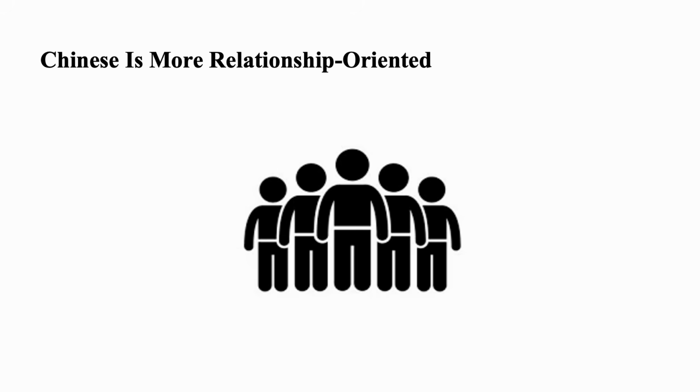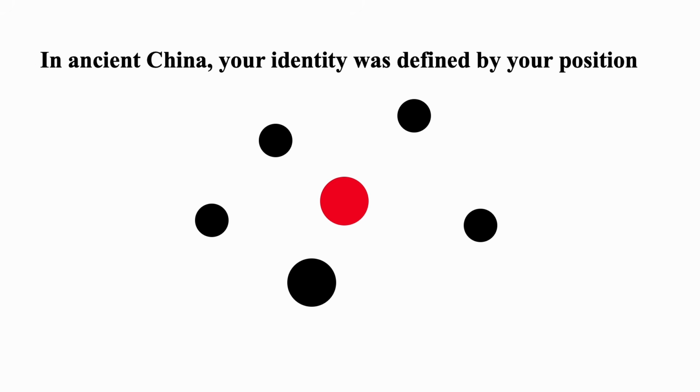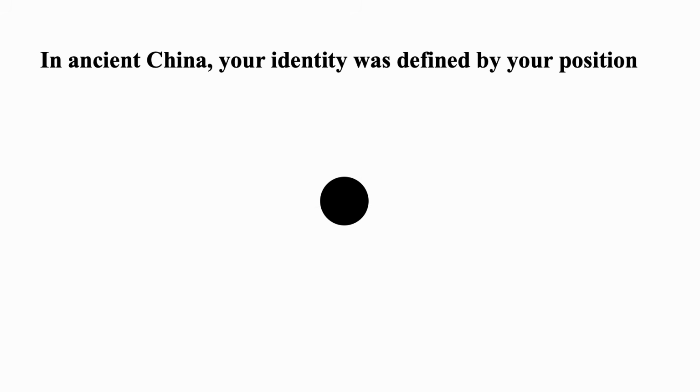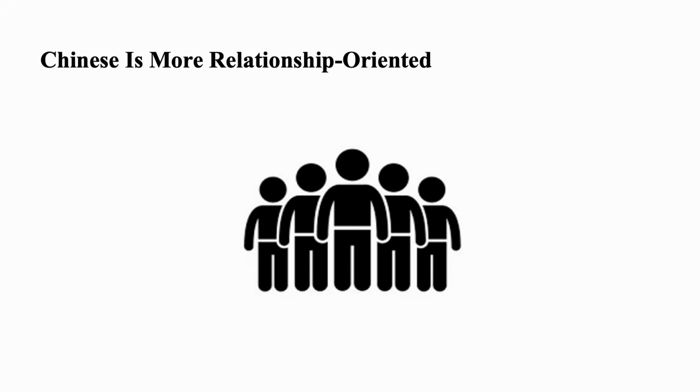Furthermore, we view human identity differently in China. In many modern Western societies, individual identity tends to be emphasized more strongly, but in ancient China, your identity was defined by your position. You were not viewed as a totally detached, independent individual first. You were first someone's father, someone's daughter, someone's teacher, someone's student. Identity was closely connected to social roles. This way of thinking still influences modern Chinese today.